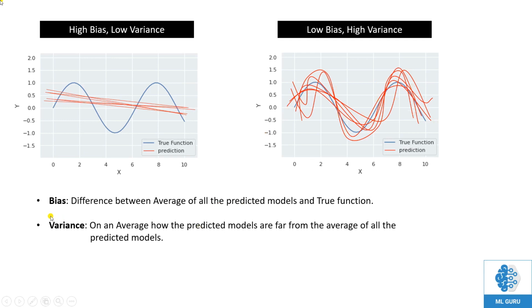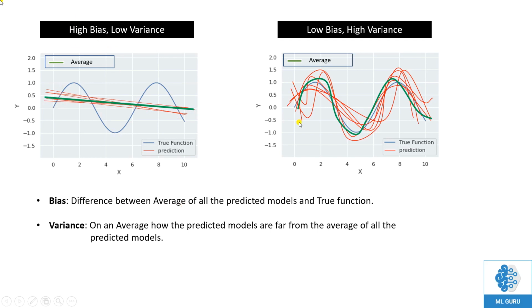So what do you mean by bias? Bias in simple terms is the difference between the average of all these predicted models and the true function. So to make it simple, I have also plotted the average of all these models. The green line which you see here is the average of these different predictions. So in the first case, you can see that this green line or the average is far away from this true function. So the bias is high because the difference between the average of all these predicted models and the true function is high. So here we have a high bias.